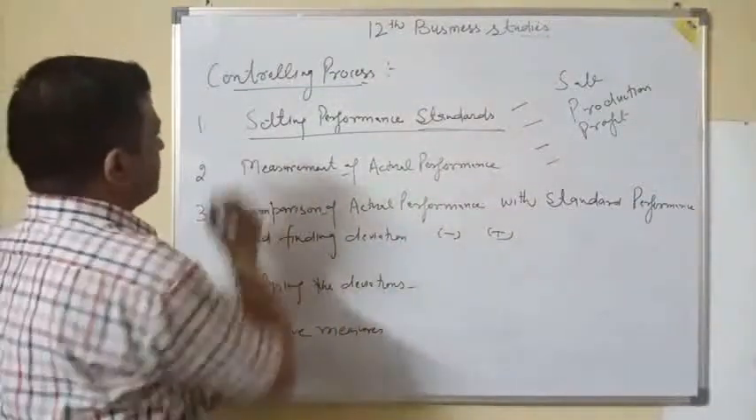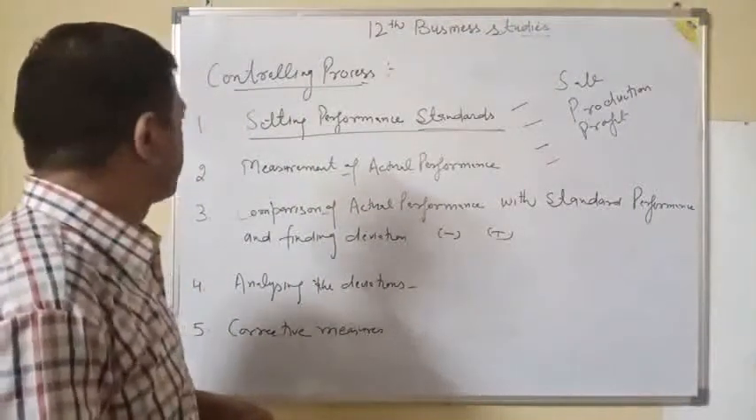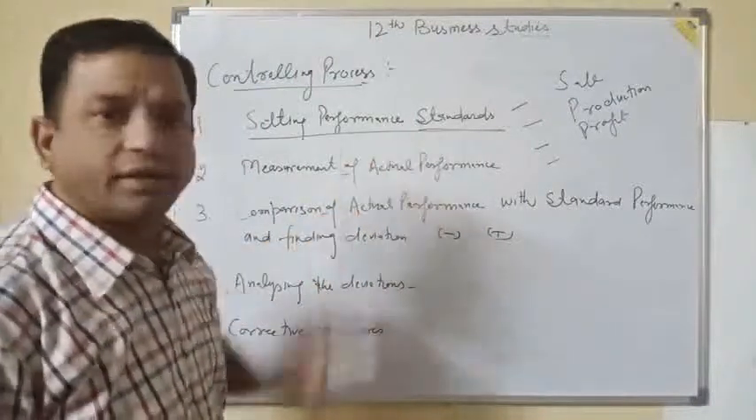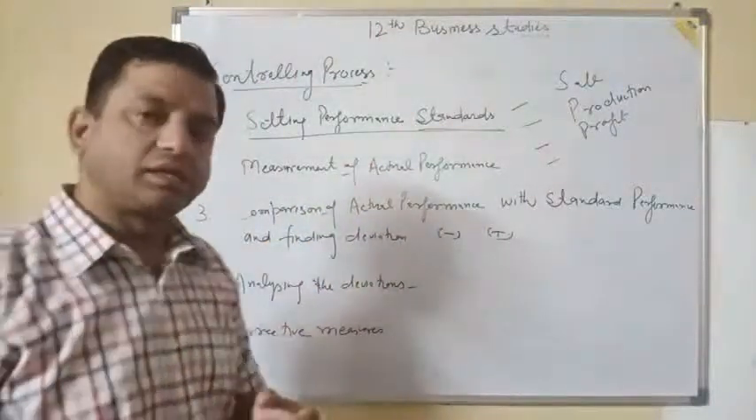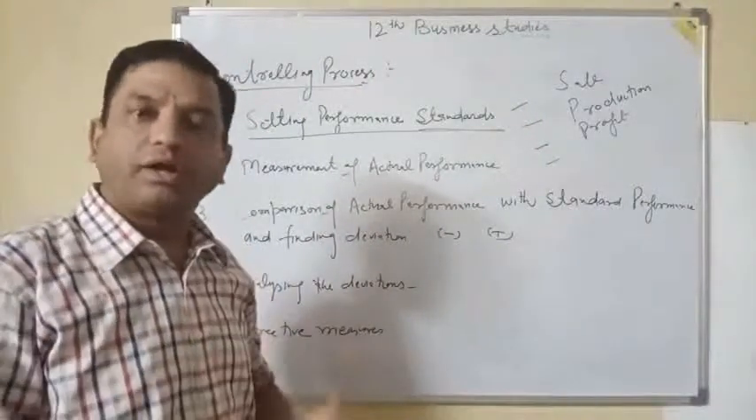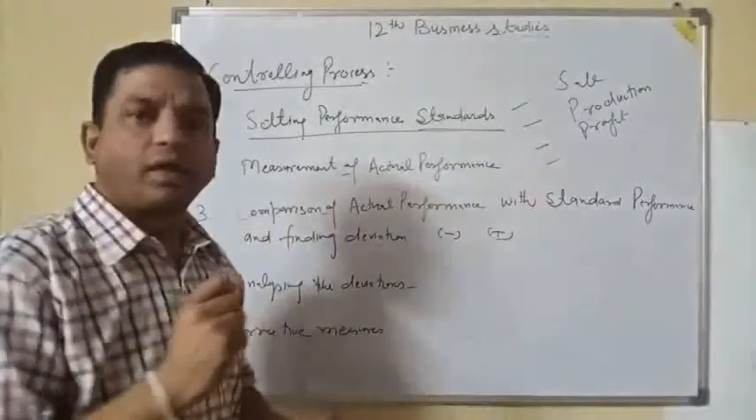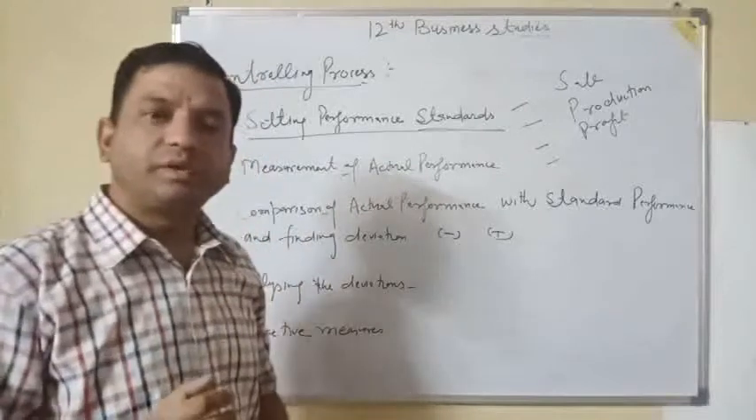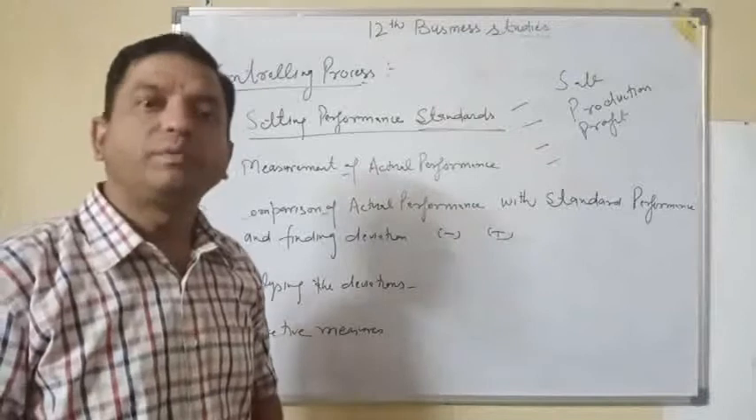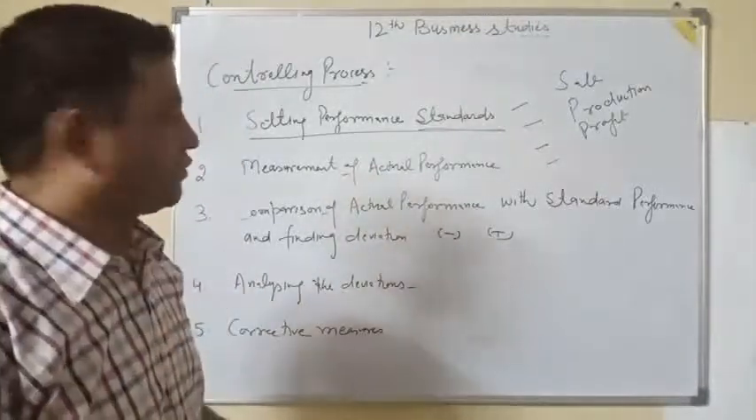The very first step is setting performance standards. It means in this step, in this process, the standards are set. What is the meaning of standard? Standard is defined as a quality level or quantity level or the level of any particular thing which is desired by the company, which the company expects to be performed by its employees.